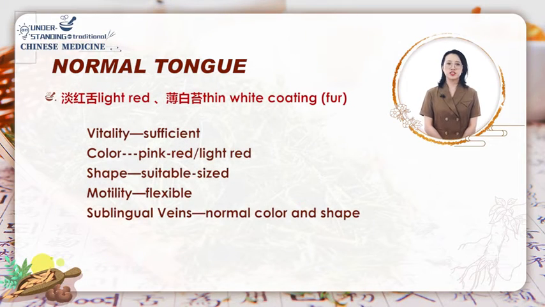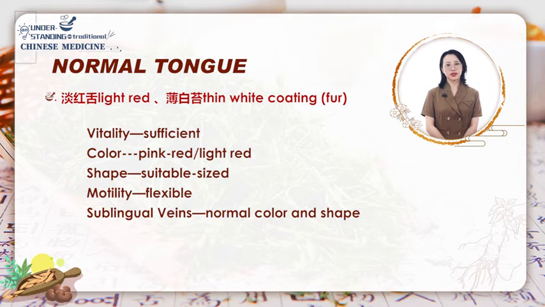So we come to a question: what is a normal and healthy tongue? The characteristic of the normal tongue manifestation is a soft and flexible, suitably sized tongue with pink color and a thin white fur. The sublingual veins are of normal color and shape. In brief, it is a light red tongue with a thin white coating, which indicates that the zangfu organ functions are normal, where the shen, the blood, and the body fluids are all abundant and stomach qi is sufficient.